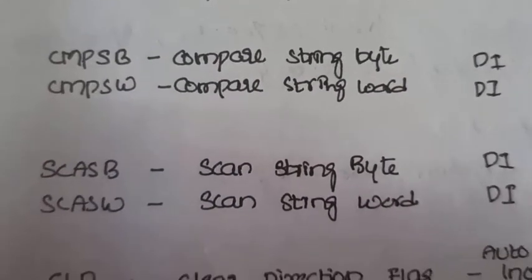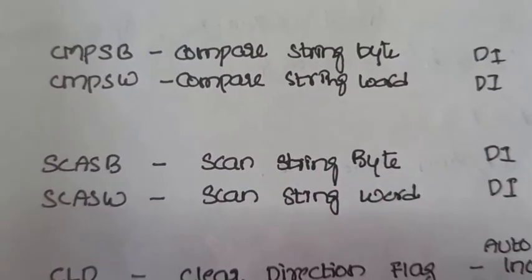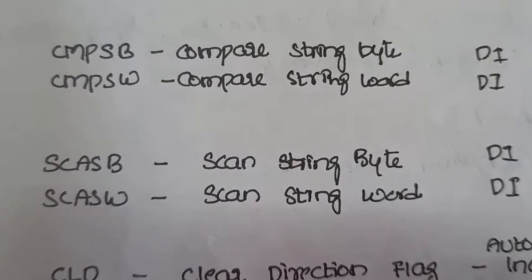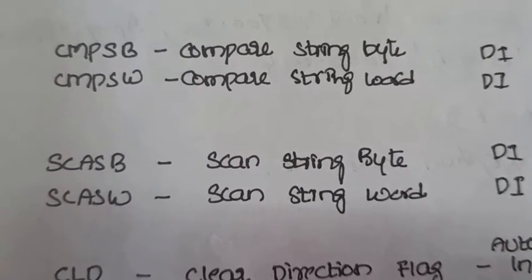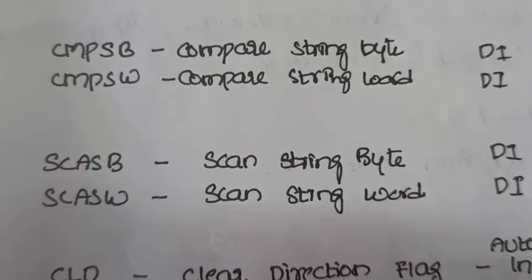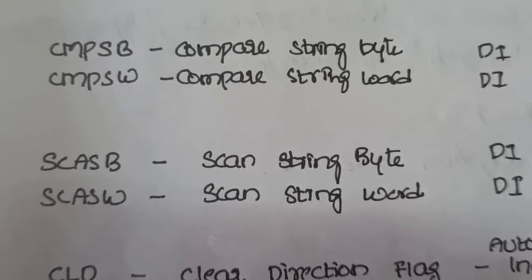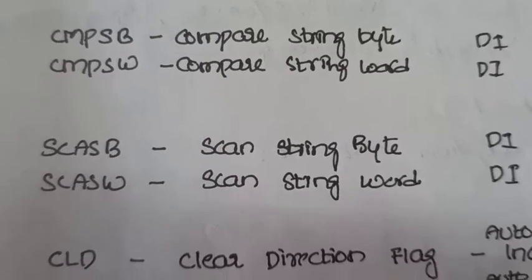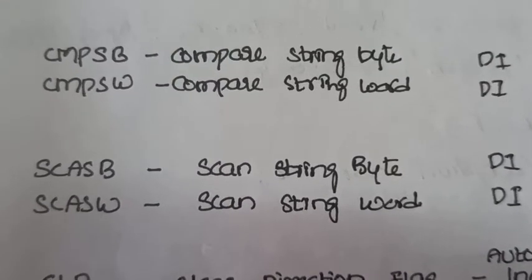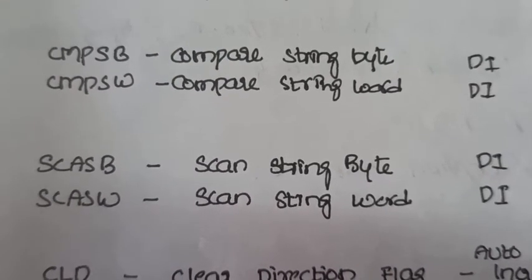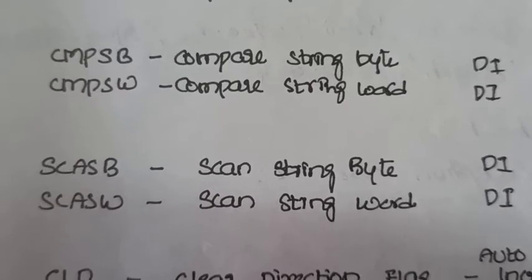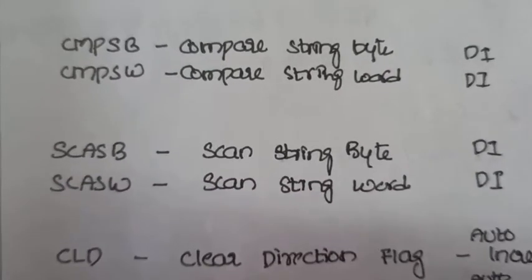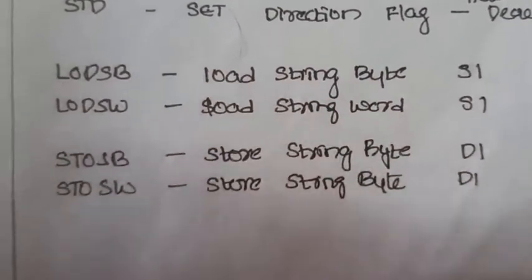Along with that we have scan string. It scans a byte of string. If you write SCASB, that is scan string byte, and SCASW is scan string word. This instruction also works with the DI register only. So when you are using scan string word and you have not declared any DI register in the program, you won't get any output. And a couple more.